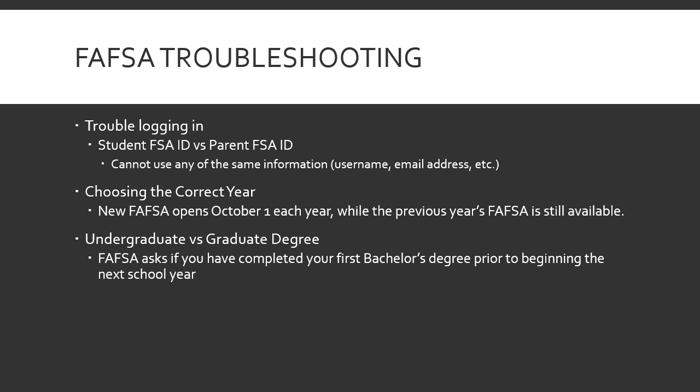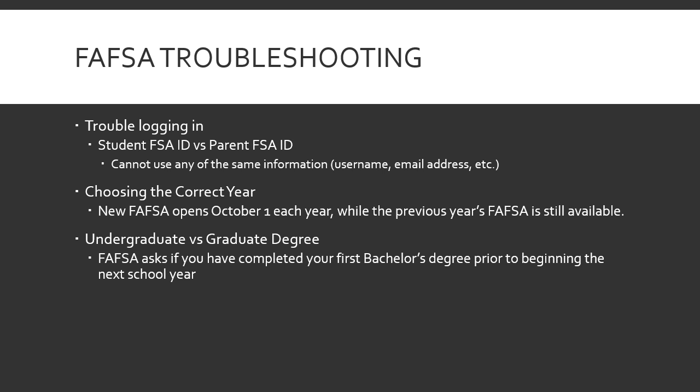Once you've already created your FSA ID, and if you have trouble, go to the website fsaid.ed.gov, and there's an option there to manage your FSA ID. That way you can check the information that you have on your FSA ID and be able to straighten it out there.